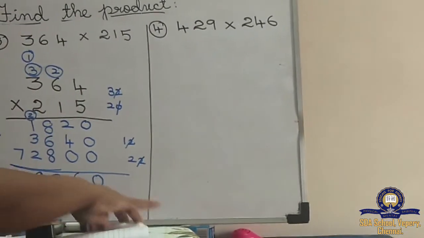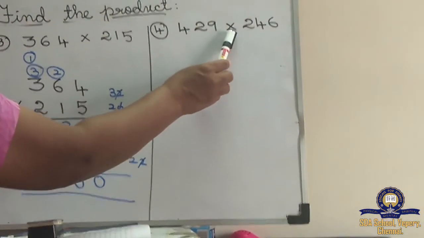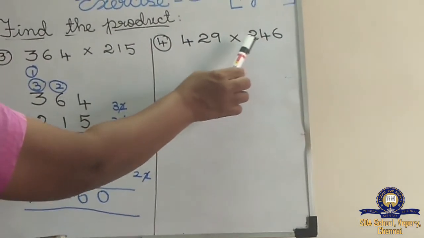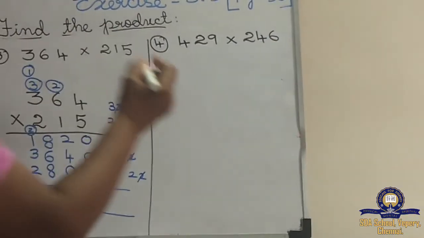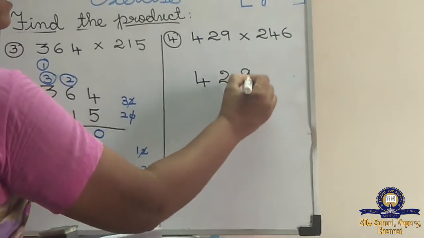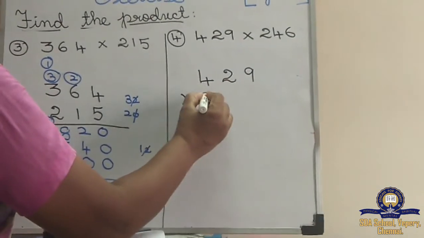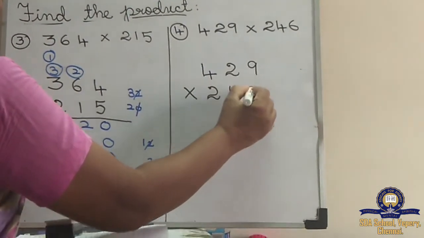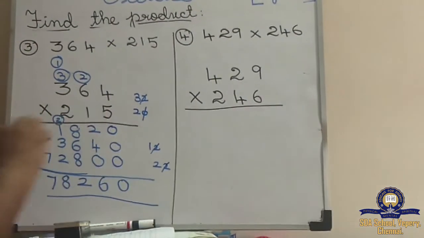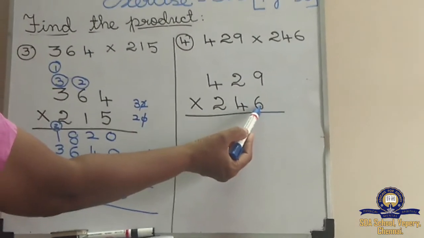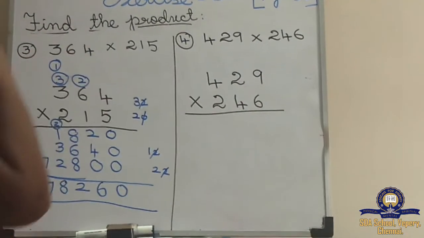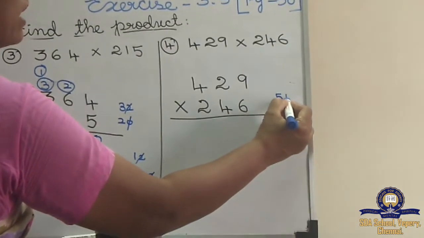Okay, fourth sum, 429 multiplied by 246. First, what you have to do, children? You have to multiply by 6. This is in the ones column, isn't it? So, 6 nines are what, children? 6 nines are 54.